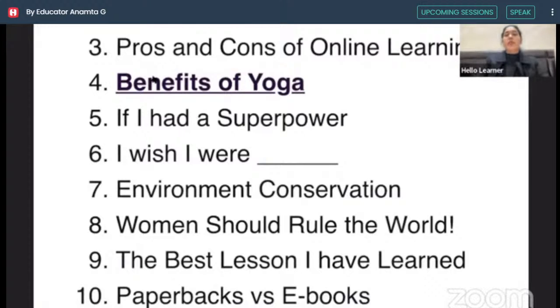If you guys have any questions related to the topic, feel free to ask. Paperbacks versus ebooks. What you need to tell is just share your opinion. Which one do you think is better?